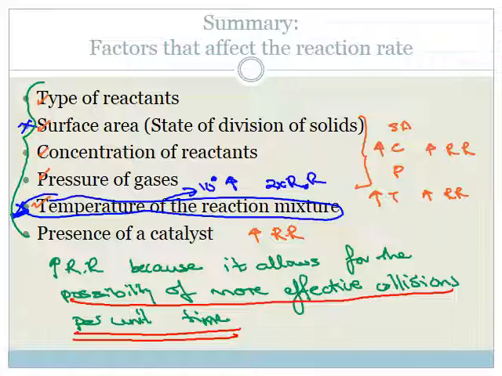So whenever they ask you why something affects the reaction rate in a positive way, then you need to say, because it allows for the possibility of more effective collisions per unit time. Okay, in other words, if I said to you, why does the concentration of reactants increase the reaction rate? It would be, well, there are more particles per unit volume, which allows for the possibility of more effective collisions per unit time. Okay, grade 12s, please go practice this. Go make sure you understand this. Make sure you can answer these questions. It's good marks in the exams, and I'm telling you, they're going to ask you this stuff.